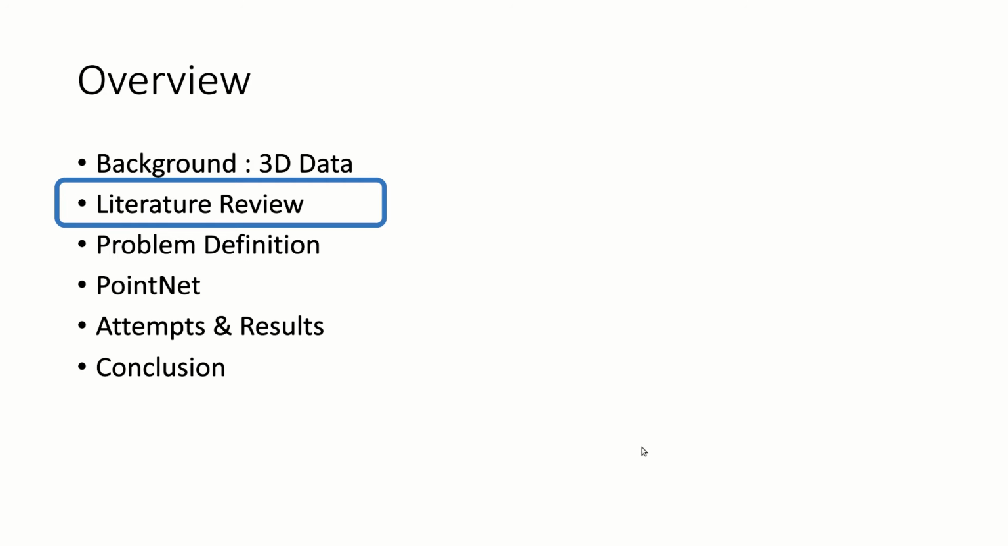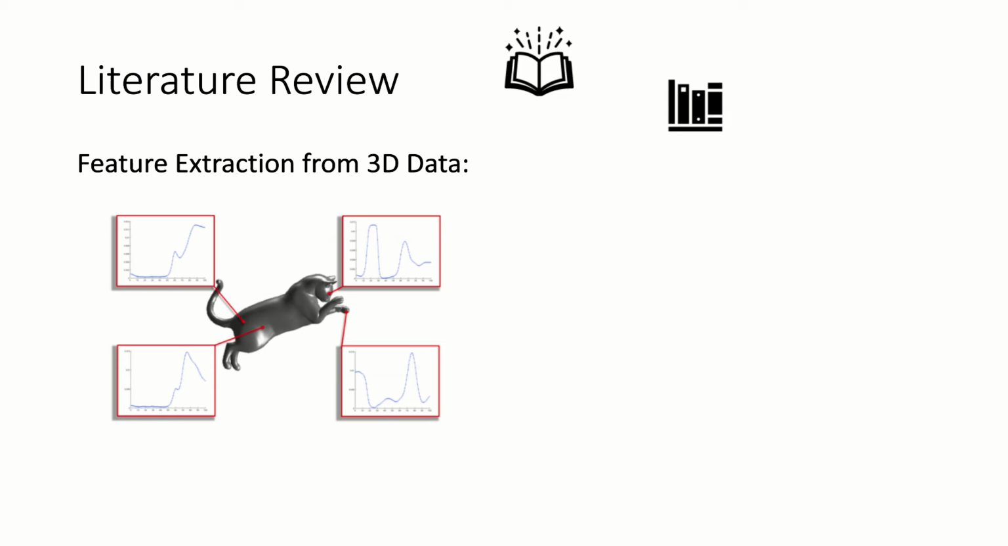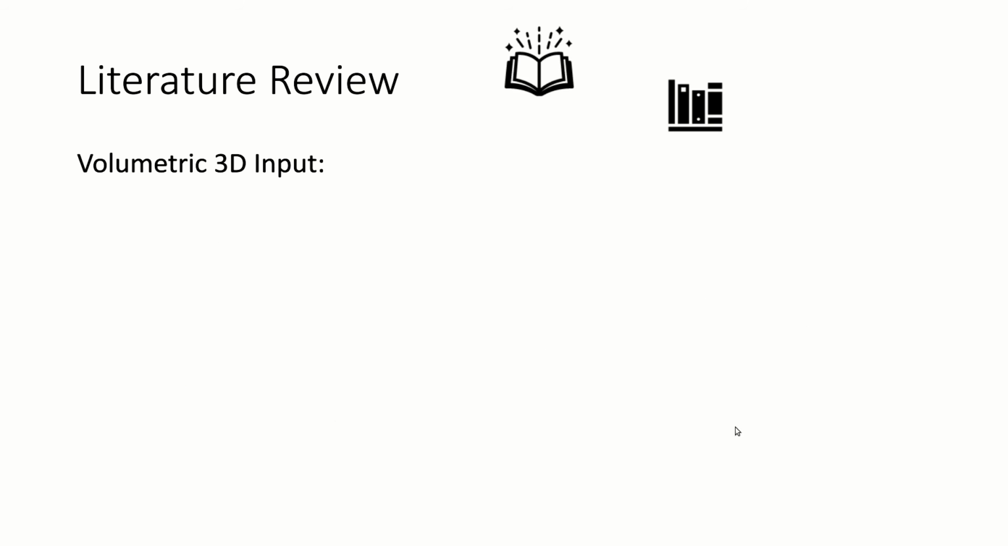Let's look at what was done in the field for 3D classification at that time. Before deep learning, handcrafted features were popular. Some researchers tried to extract features using Schrödinger or heat equations, which are from the physics field. Some of them used statistical approaches, such as histograms. After deep learning, some researchers used volumetric representation as an input to use 3D CNN.